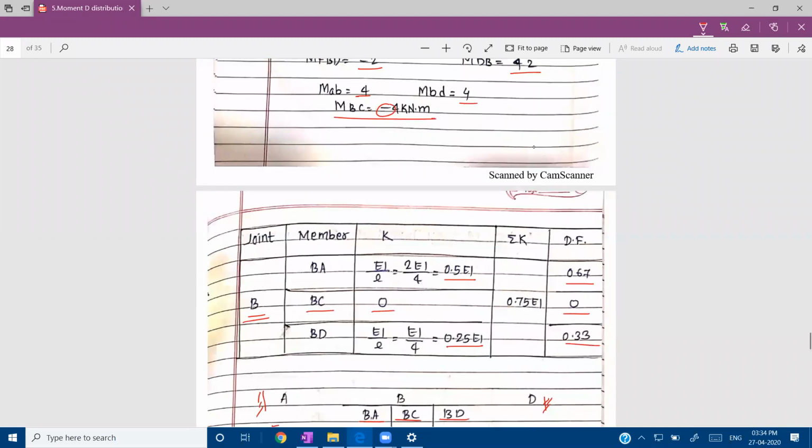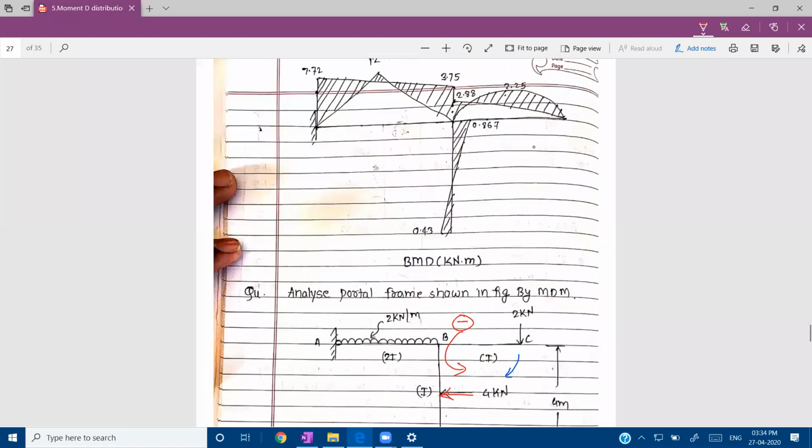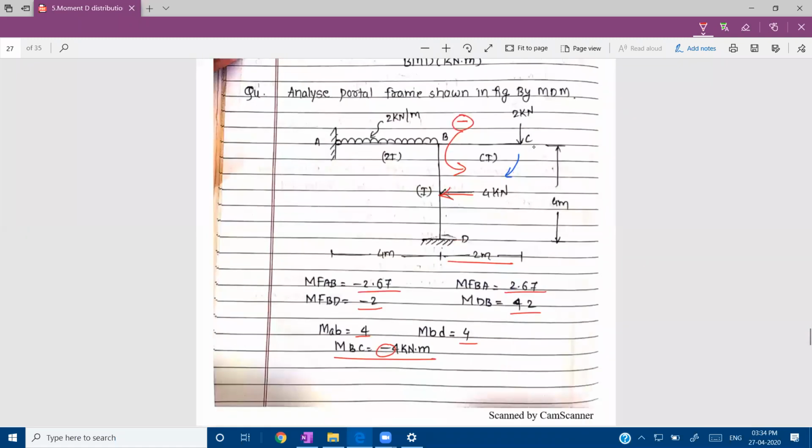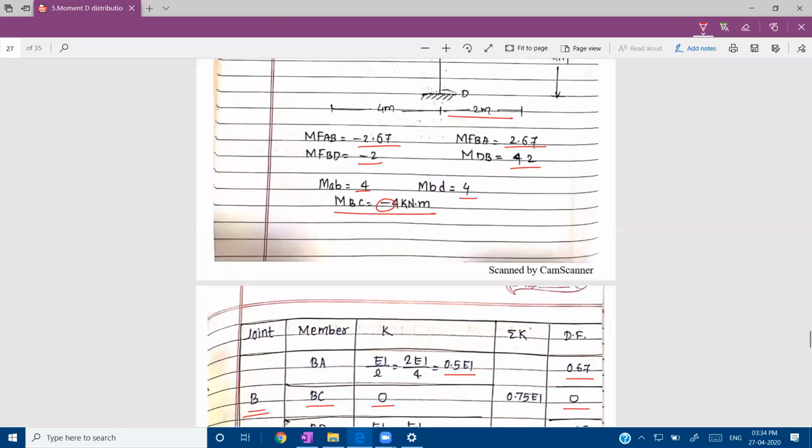This is about this problem. I request all of you to please practice these problems once again. And from tomorrow, we will start the next chapter, that is matrix methods of analysis. If you have any query, just post it in the chat box.